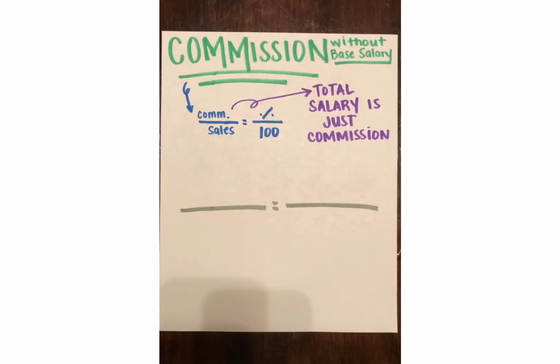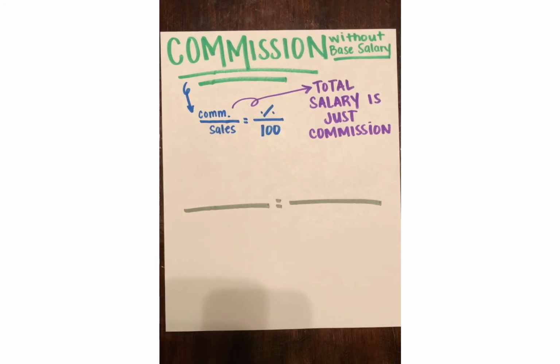All right, last one. Doss makes commission on the Cheetos he sells. He makes 14% commission. If he sold $48,000 worth of Cheetos, how much is his total salary? Again, with this problem, we have another commission problem. The only difference here is Doss is not making a base salary. Again, we're going to use the same proportion. Commission over sales equals percent over 100.